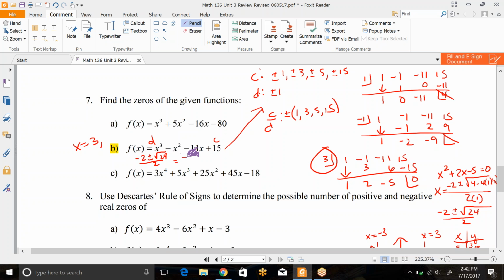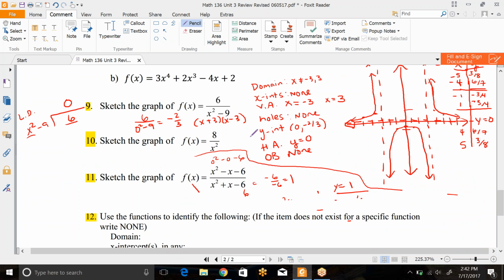24 is divisible by 4. The square root of 4 is 2, but there would still be a 6 left inside. So this looks like negative 1 plus or minus the square root of 6 if we reduce the 2's out. So that's all 3 of my solutions: 1 rational solution and 2 irrational solutions, but all of them are real. None of them are imaginary.